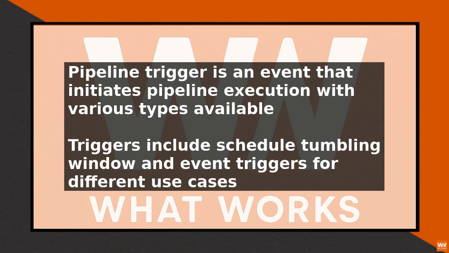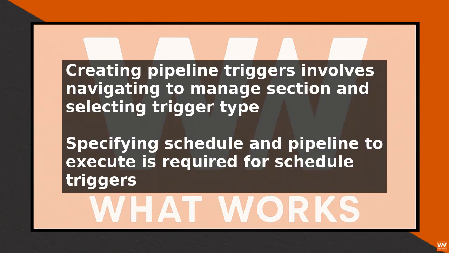To create a pipeline trigger in Azure Synapse Analytics, you need to navigate to the Manage section and click on Triggers. Then you need to click on New Trigger and select the type of trigger you want to create. For example, if you want to create a schedule trigger, you need to specify the schedule and the pipeline you want to execute. It is also important to note that pipeline triggers can be used to automate the execution of pipelines and improve the efficiency of data integration and analysis.